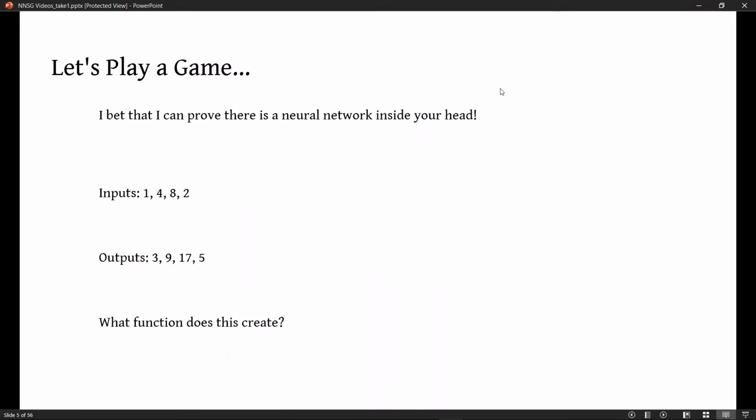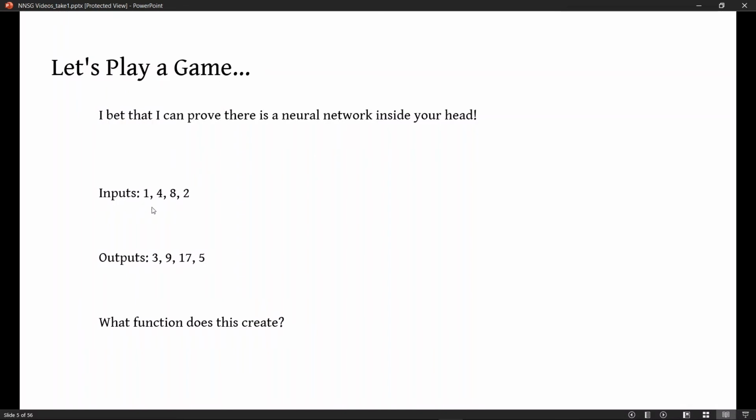But I'd actually like to play a game with you where my goal is to prove to you that there's a neural network inside your head doing regressions. And now, of course, these examples could easily be computed by a graphing calculator, but it's just to show you that your brain can do regressions, and that this is what a neural network can do as well. So given these inputs and outputs, or x and y values, construct a function based off of these.